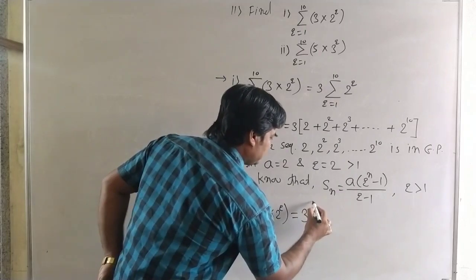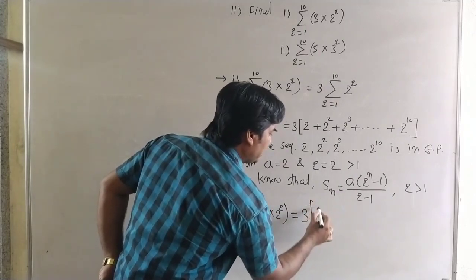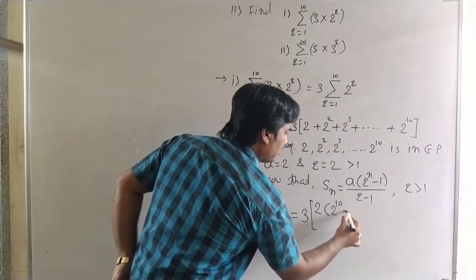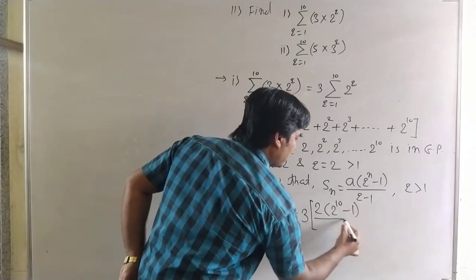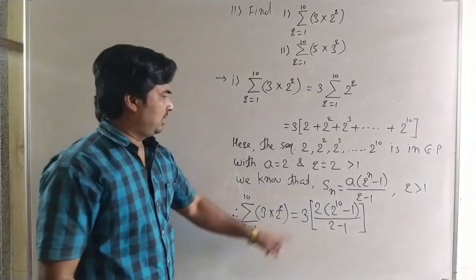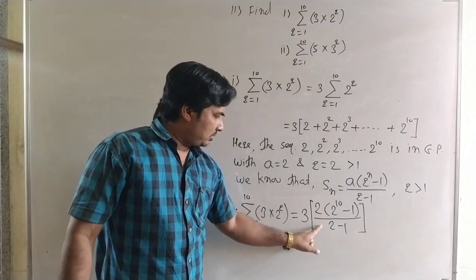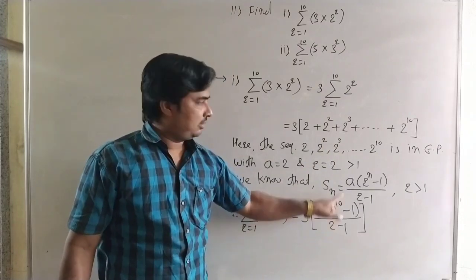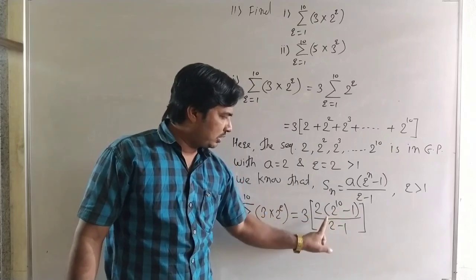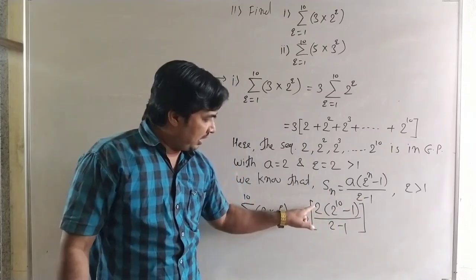Then this sum can be written as 2 into 2 to the power 10 minus 1 upon 2 minus 1. See carefully this. Here there are 10 terms, so n becomes 10. It is 2 to the power 10 minus 1 upon 2 minus 1, where r is 2 and a is also 2.